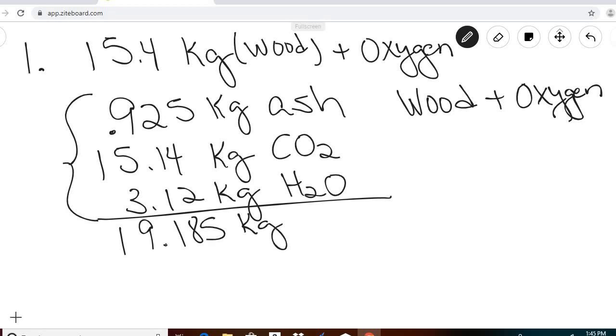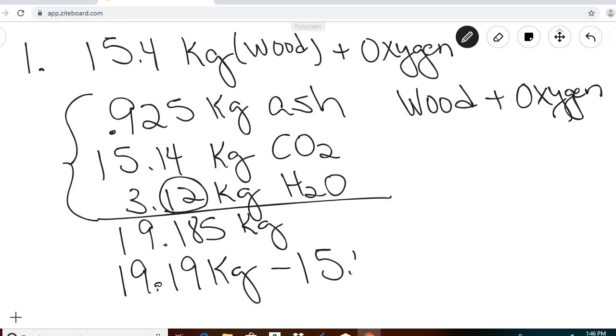And because we're adding, we will go out to the hundredths place. So it would be 19.19 kilograms is the mass of the ash, the carbon dioxide, and the water. And yet the mass of the wood was only 15.4 kilograms. So that means the rest of it must have been the oxygen that we started with.